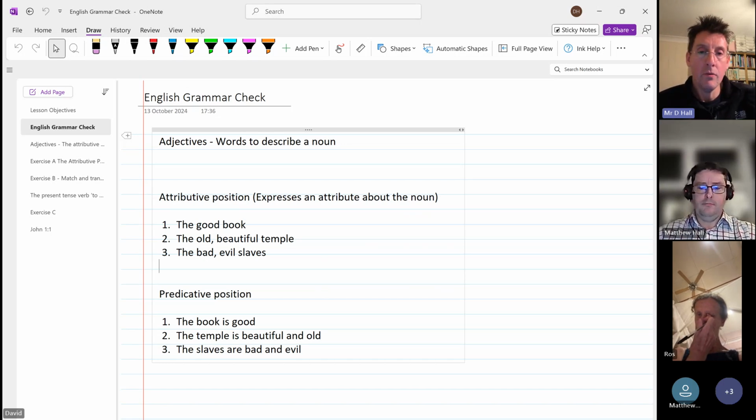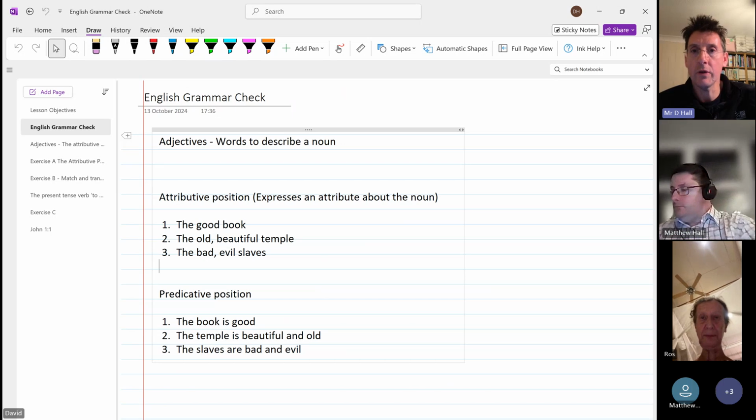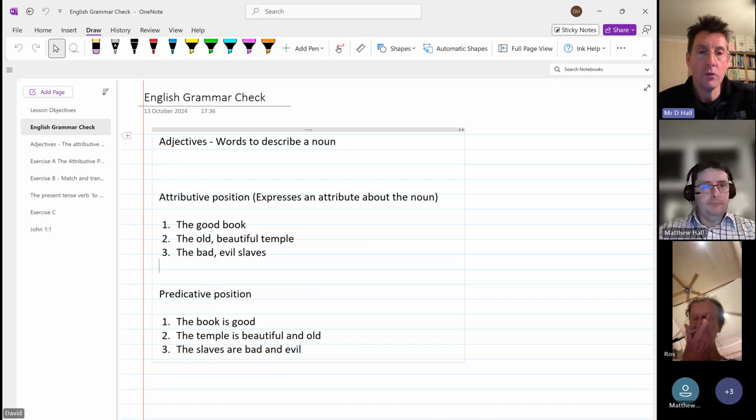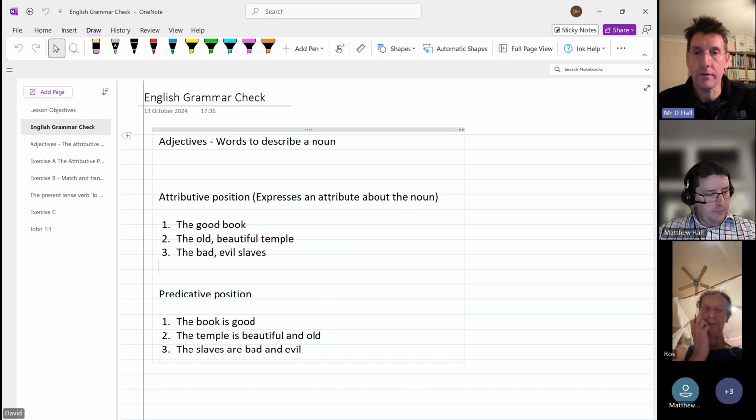And there are two ways in which an adjective can be used. There's the attributive position, which is expressing an attribute about the noun. So it's telling you something about the noun. For example, the good book. We could just talk about the book, but we now know something more about this particular book. It's a good book. And the word good is an adjective. The word book is a noun. So the good is giving you information about the book.